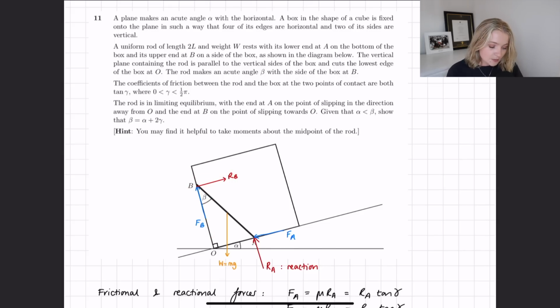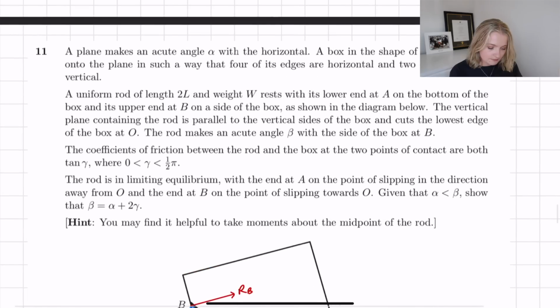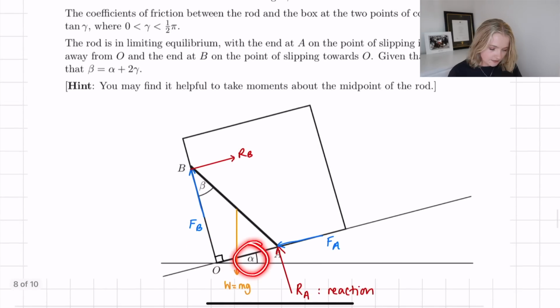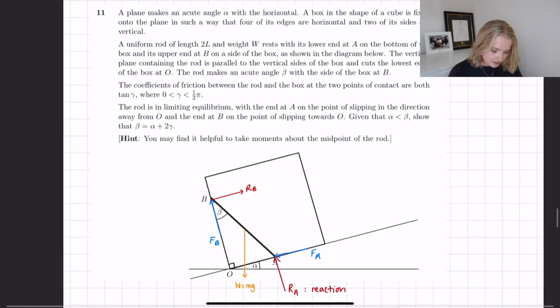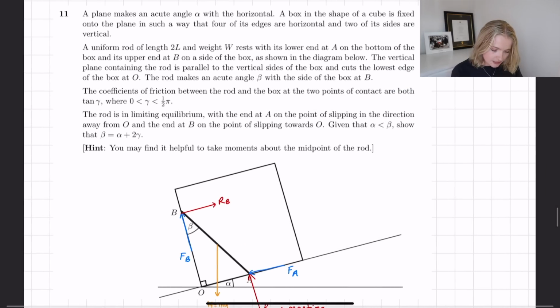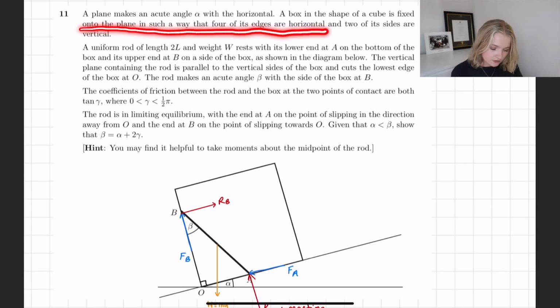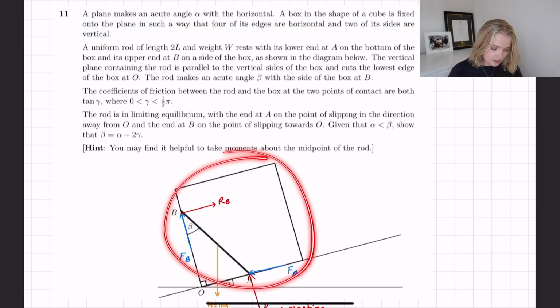So the question says, a plane makes an acute angle alpha with the horizontal. So we can see that here. It says a box in the shape of a cube, which obviously we see here, is fixed onto the plane in such a way that 4 of its edges are horizontal and 2 of its sides are vertical, which is what we see in this diagram.